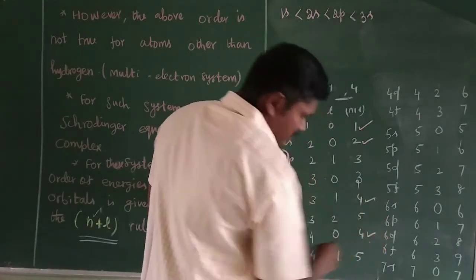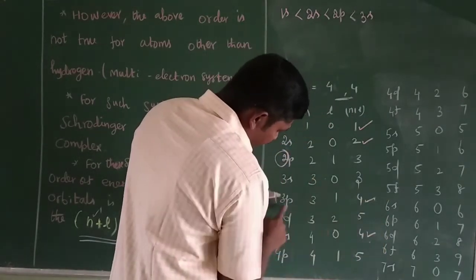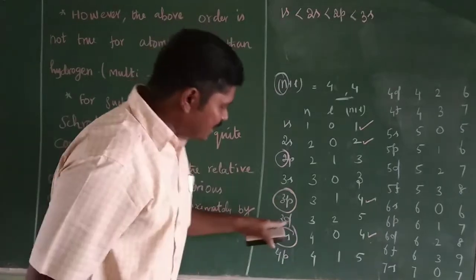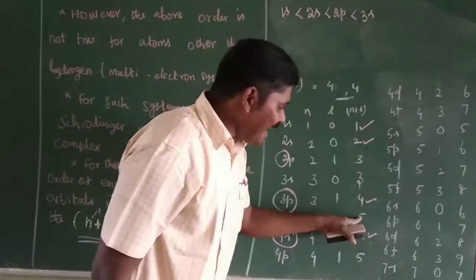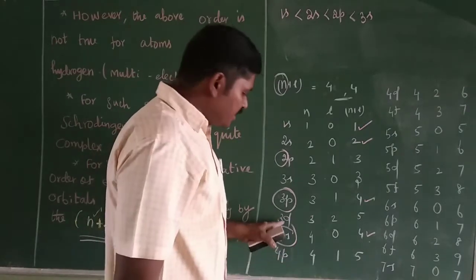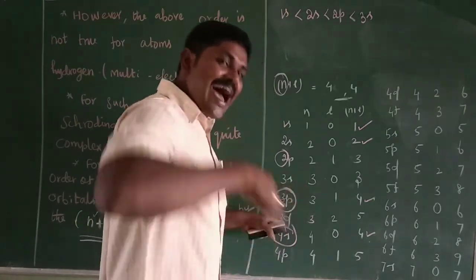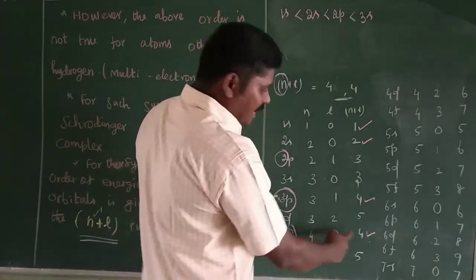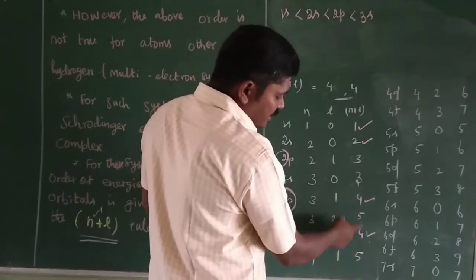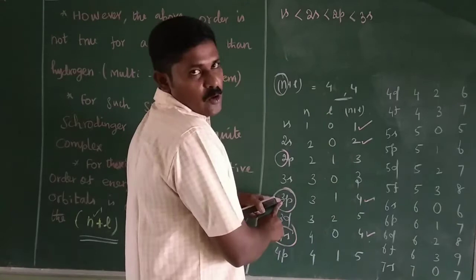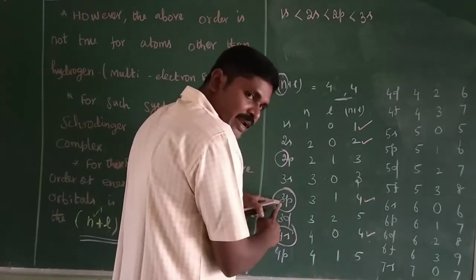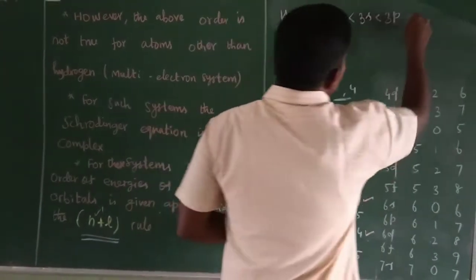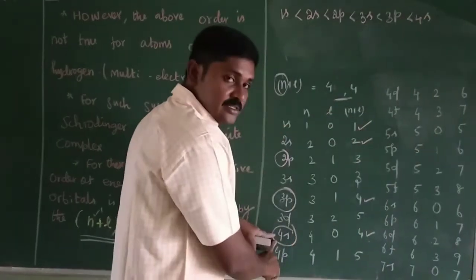Next, the value 4: 3p and 4s. But 3d is 5, and its n plus L value is higher than 3p and 4s. So 3p is 4 and 4s is also 4. Which one has the least energy? The lower n value, so 3p is less than 4s.